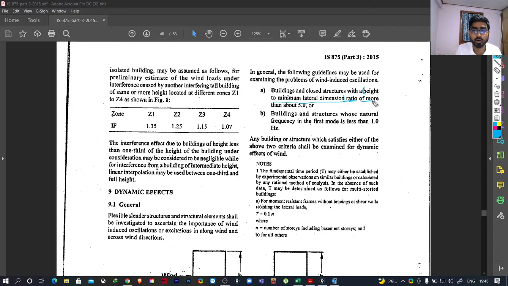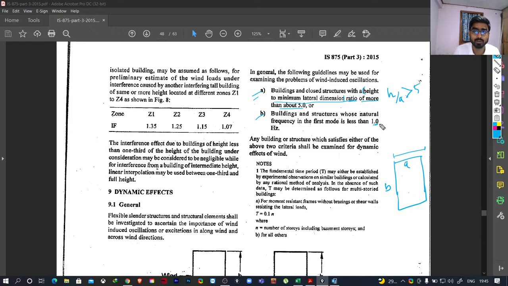If the ratio is more than about 5, suppose this is my structure and here I have A and B. So here the minimum dimension is A, right? So if H by A is greater than 5, or buildings and structures whose natural frequency in the first mode is less than 1. When you go for the modal analysis, you will know the natural frequency of the structure, right? So if the first mode natural frequency is less than 1 hertz, if any of these cases is happening with your structure, then you need to consider the dynamic effect of wind.